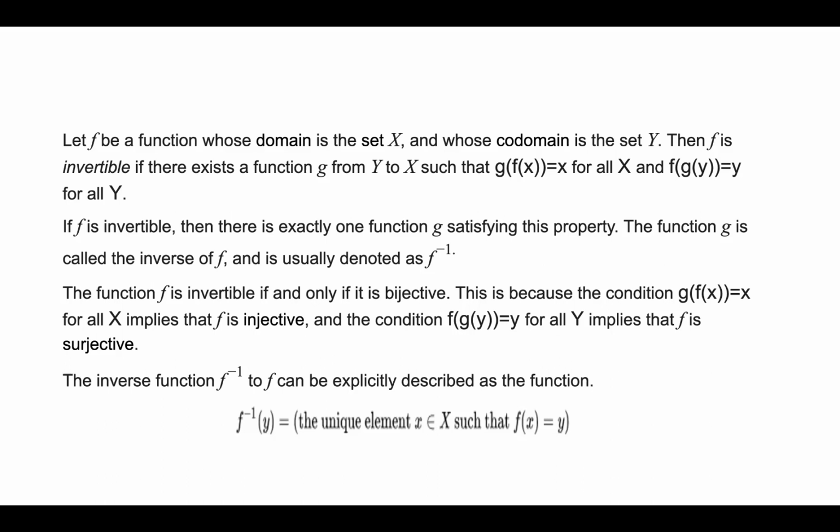Okay, if f is invertible, meaning f inverse exists, then there is exactly one function g satisfying this property, meaning f inverse is equal to g, a unique inverse will be there. Okay, meaning for f there exists g satisfying the property. Here g is denoting f inverse. The function g is called the inverse of f and is usually denoted by f inverse, like this here we can see.